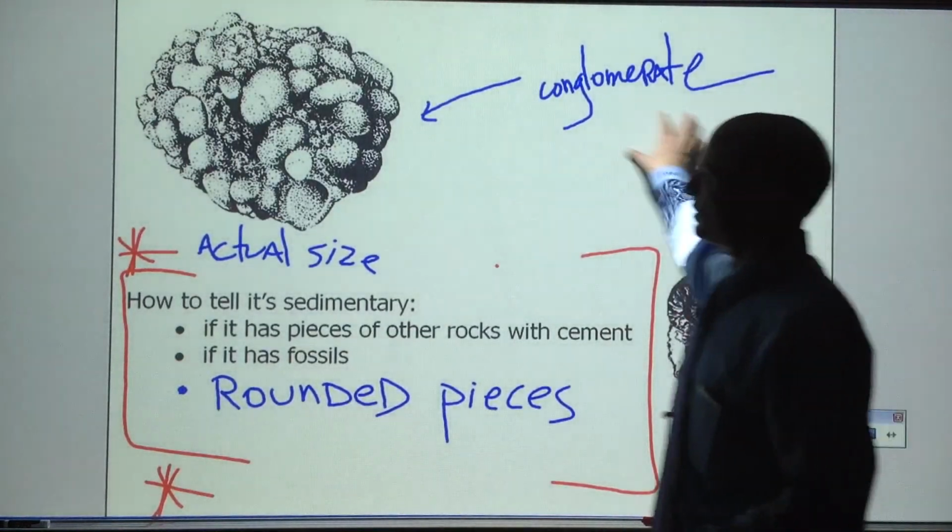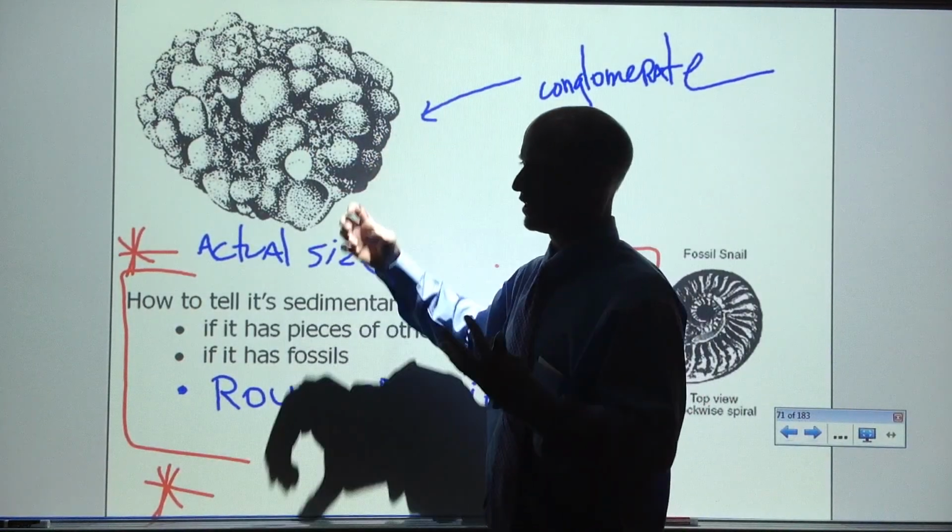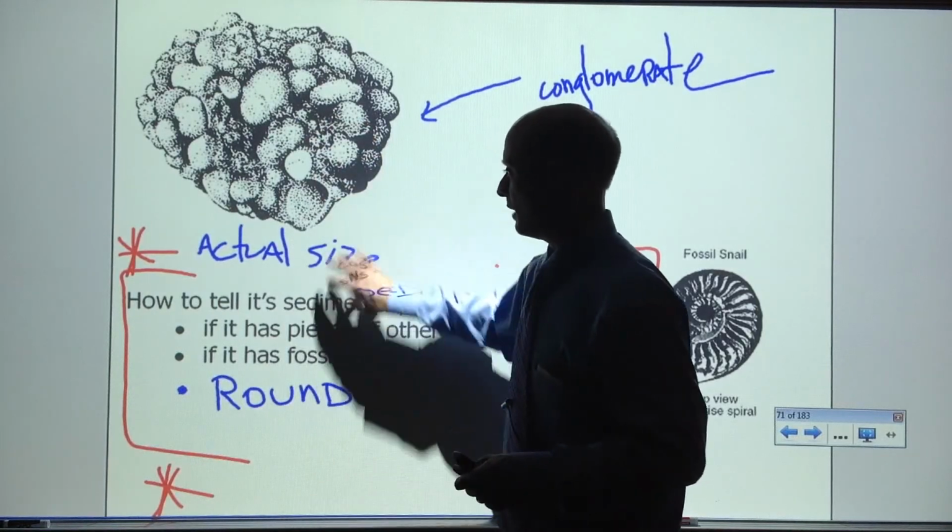Okay, so this is conglomerate. This is actual size. Conglomerate has pretty large pieces. They're rounded and cemented together. I wrote actual size on here.